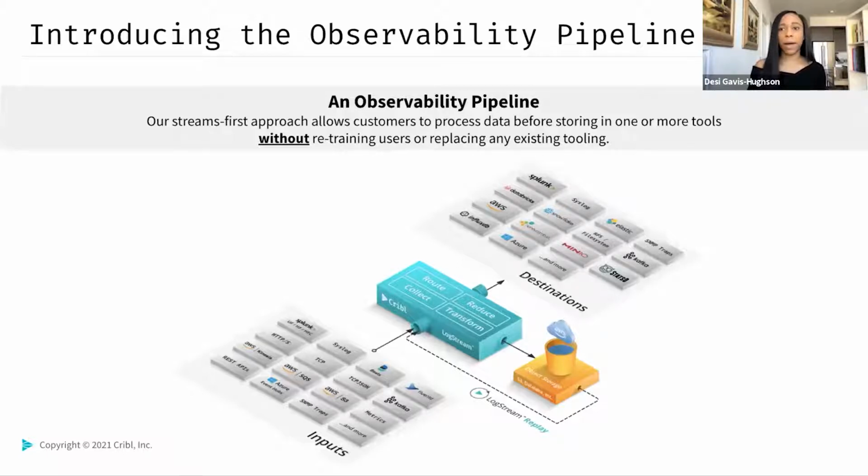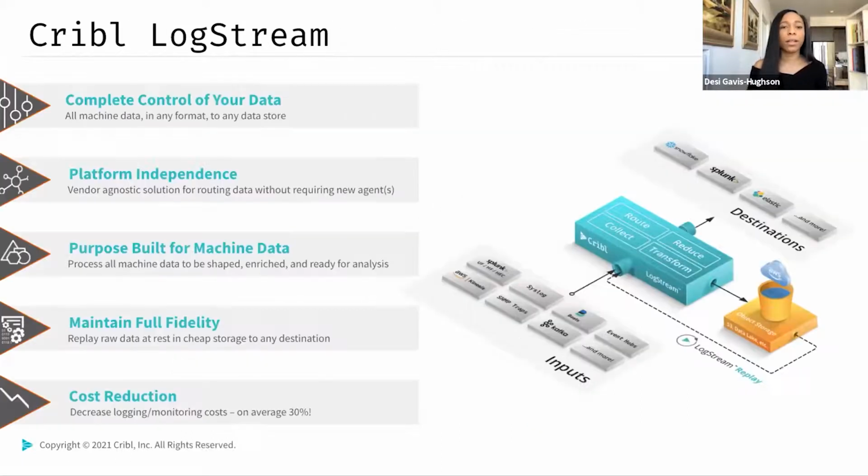Well, an observability pipeline solves all of these problems, and our product, Cribl LogStream, helps teams implement an observability pipeline without replacing any existing tooling. LogStream enables customers to choose what data they want to keep, in what format, and in which data store, all while providing the assurance that they can also choose to delay any or all of those decisions with a full fidelity copy and low-cost storage.